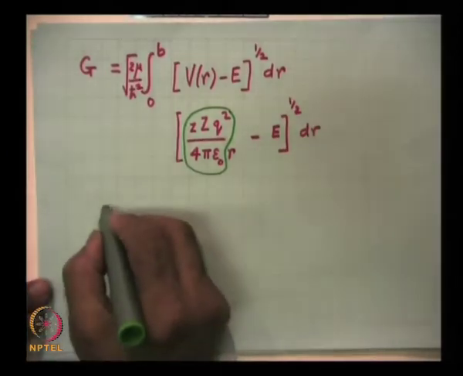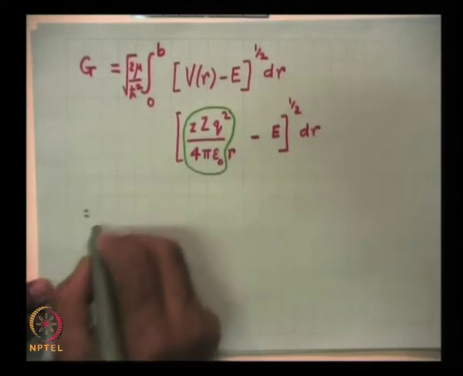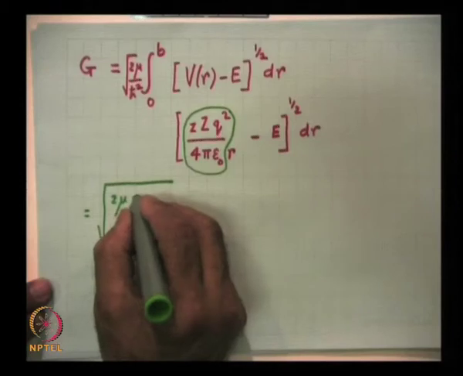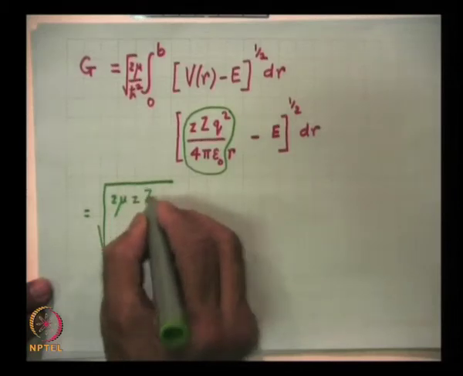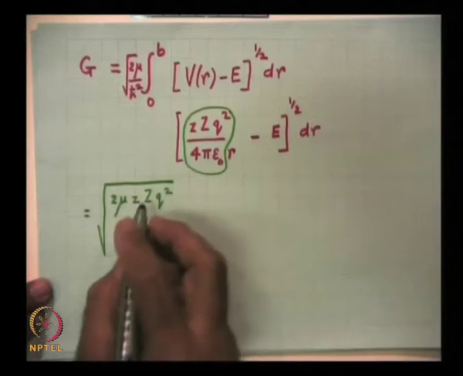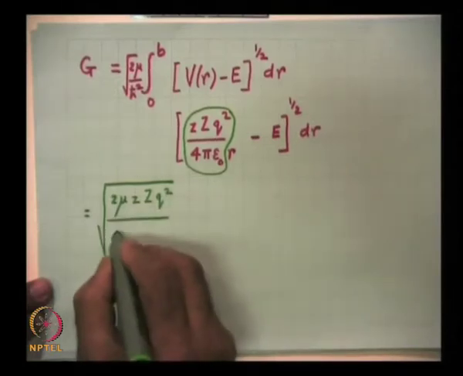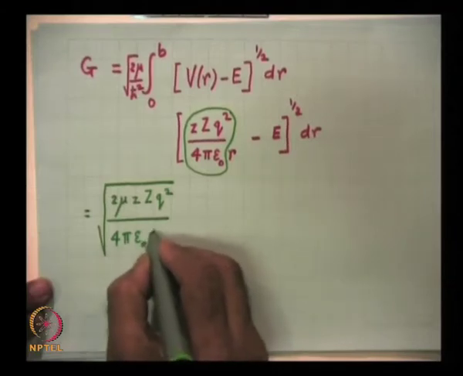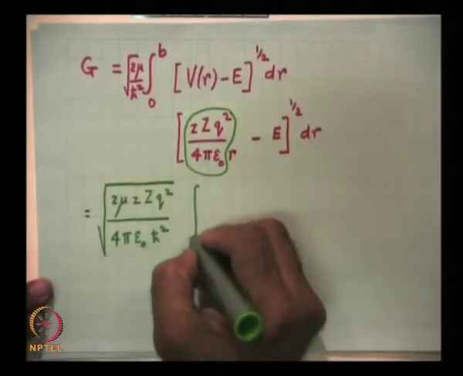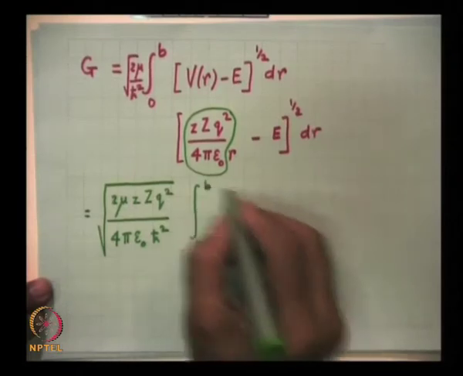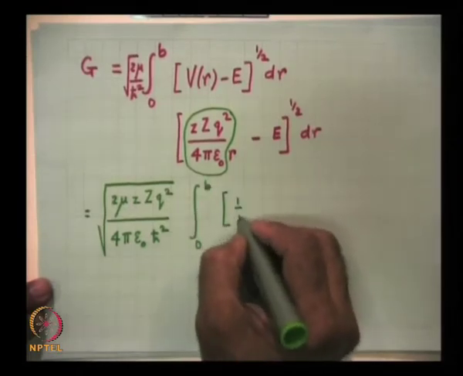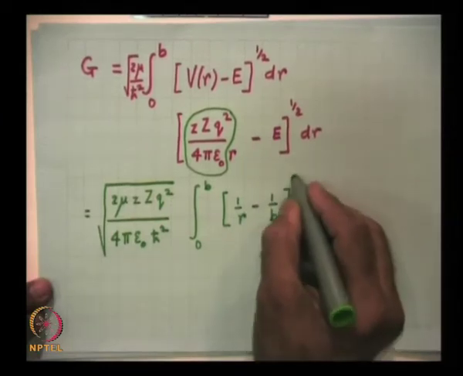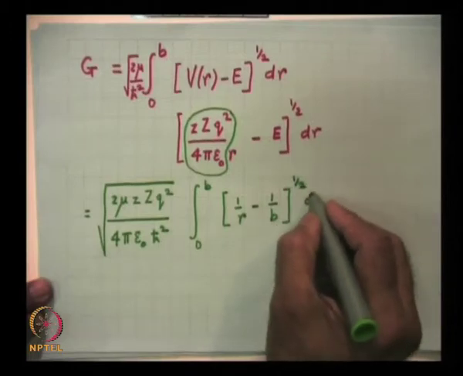So, I will write down this is equal to under root of 2 mu. In all quantum mechanical calculations, you just have to be patient. This is 4 pi epsilon naught h cross square, integral from 0 to b, 1 over r minus 1 over b raised to the power of half dr.